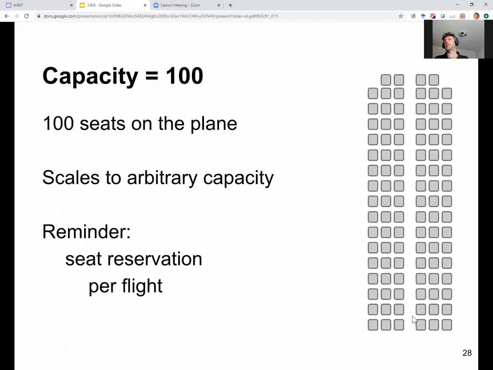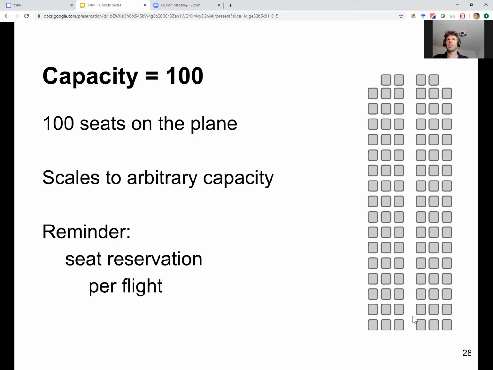So for the capacity, we will assume that we have 100 seats on the plane. And it really doesn't matter whether it's realistic or not. It works for an airplane of arbitrary capacity. So what we really want is to understand the fraction of the seats that we reserve for the business class.